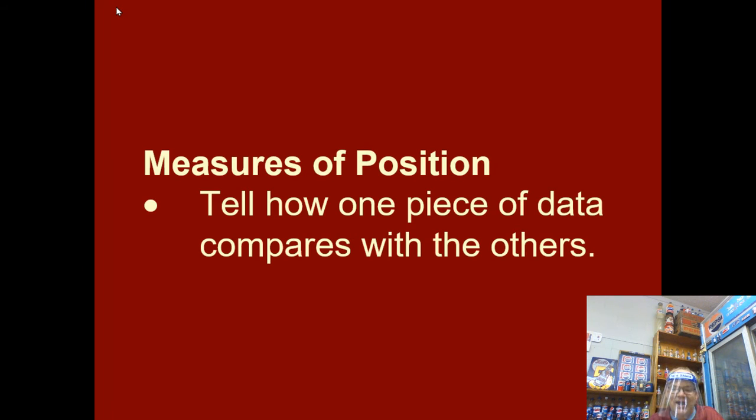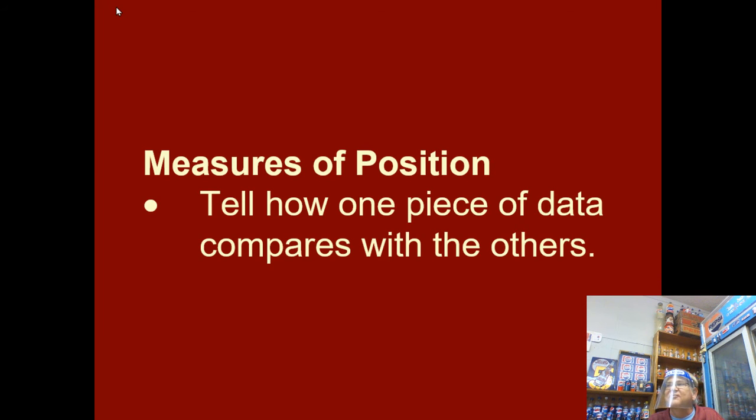But anyway, so far in this chapter, most of the stuff you've done has been through the one variable stats feature on your calculator. We talked about averages and measures of dispersion, things like the standard deviation. Today we're going to talk about measures of position, which do tell how one thing compares with others.